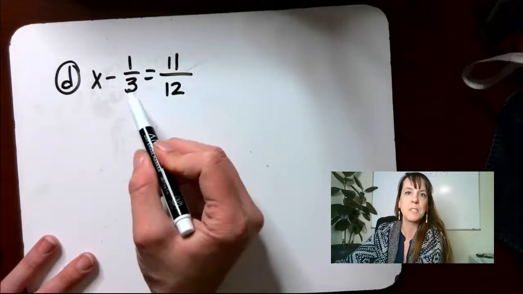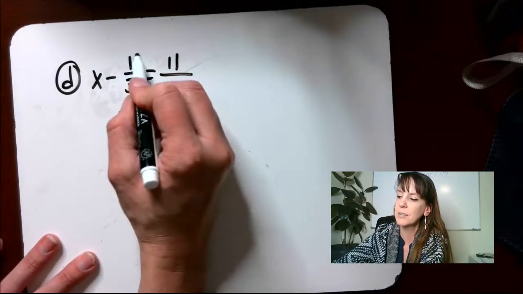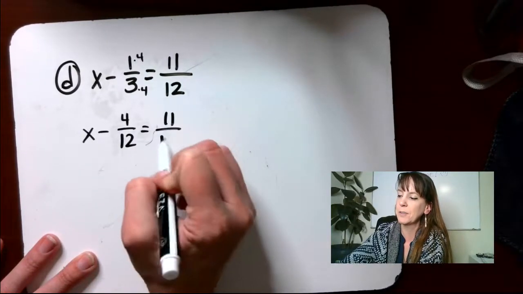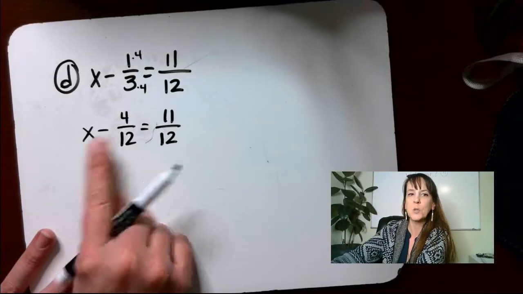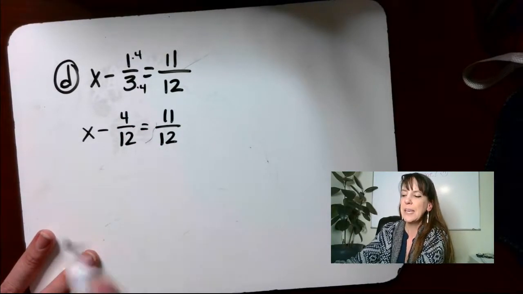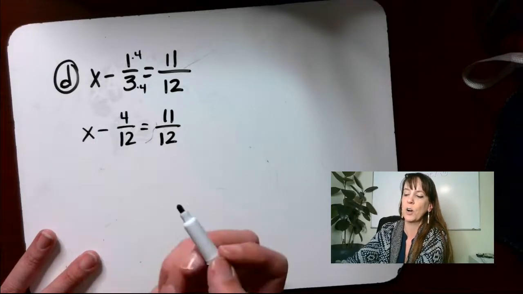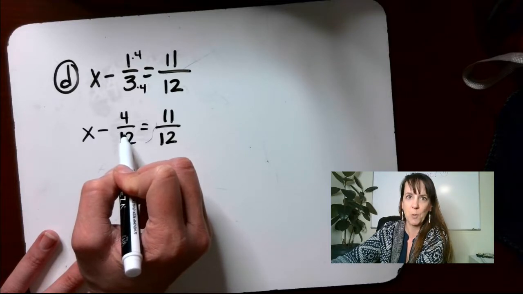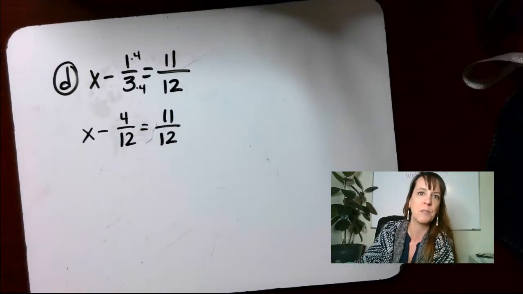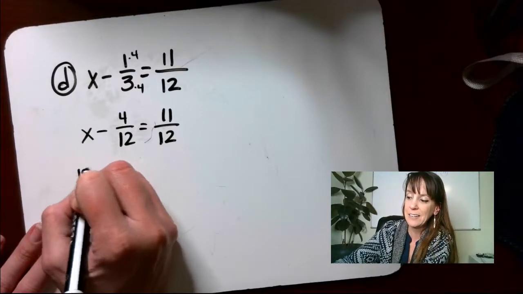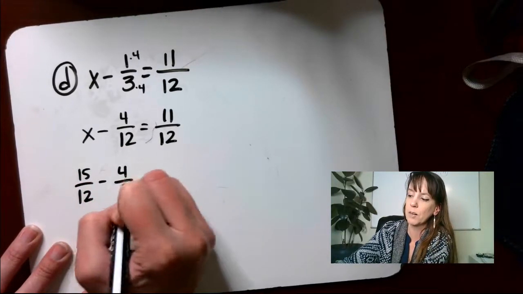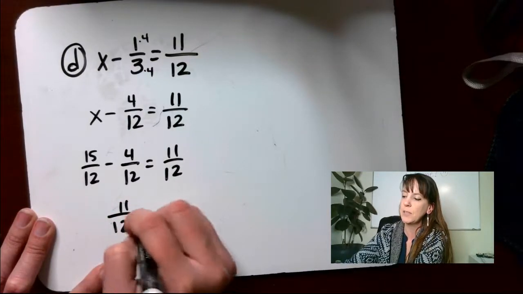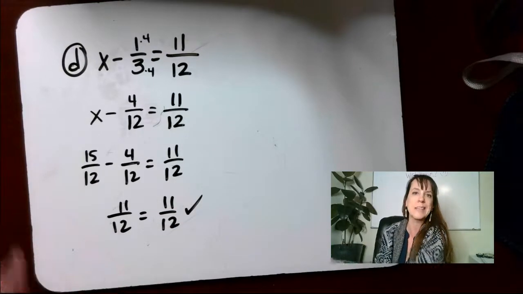For D, x minus 1/3 equals 11/12. We're going to find our common denominator. This is going to be 12, so times 4 on top and bottom. x minus 4/12 equals 11/12. So we need something over 12 that gives us 11, right? If you can't see it, well, if I did 14/12 minus 4/12, that would give me 10/12, but I need 11/12. So how about 15/12 minus 4/12 gives me 11/12? 15 minus 4 gives 11/12 equals 11/12. Check, it works.